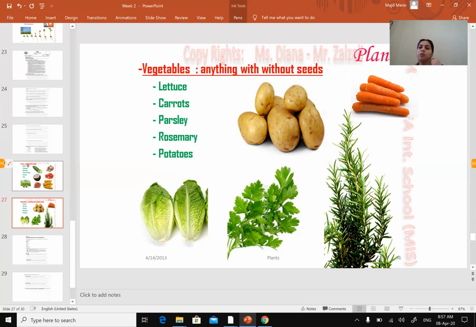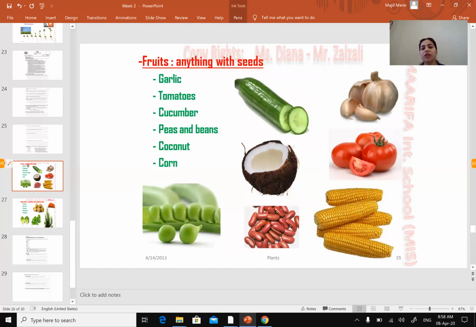So if we are going to use the botanical classification and not the familiar classification, all plants that have seeds are considered as fruits. So peas, beans, tomatoes, cucumber, garlic, they are fruits because they have seeds. The first slide here shows fruits, anything with seeds, such as garlic.